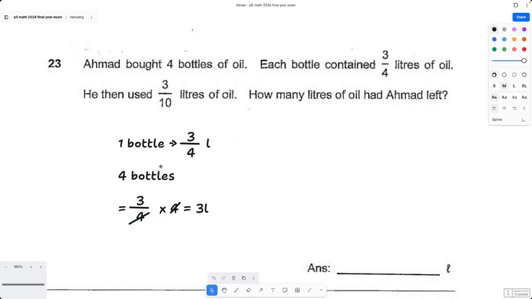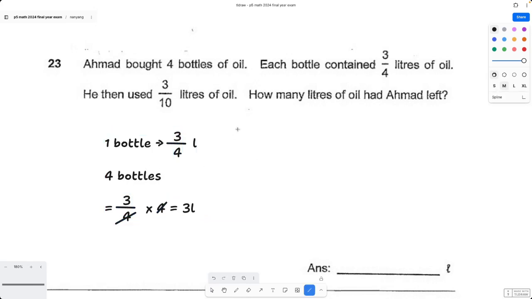Then he used 3/10 of the liters of the oil. How many liters of oil did he get? Okay, so can I put a decimal in this case? If I can, I would. So he used, okay, so what's left? Left is equal to 3 minus 3 out of 10. I'm gonna put this on the next line so it's easier. 3 minus 10 over here.